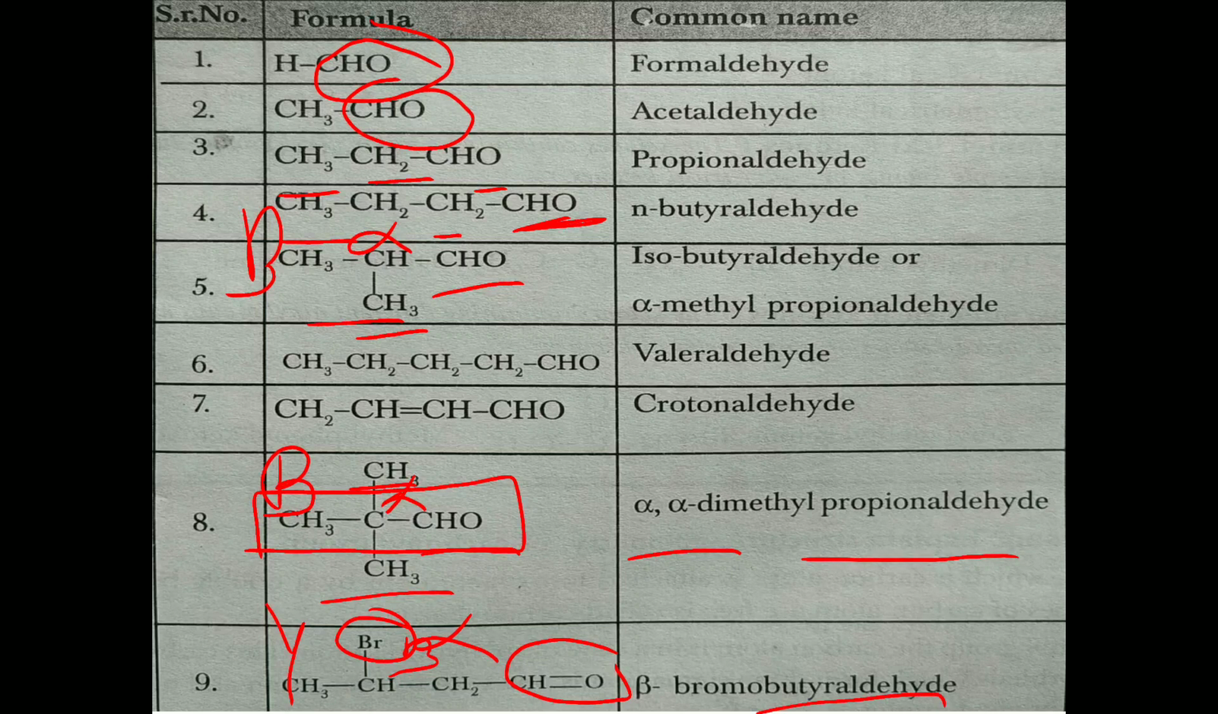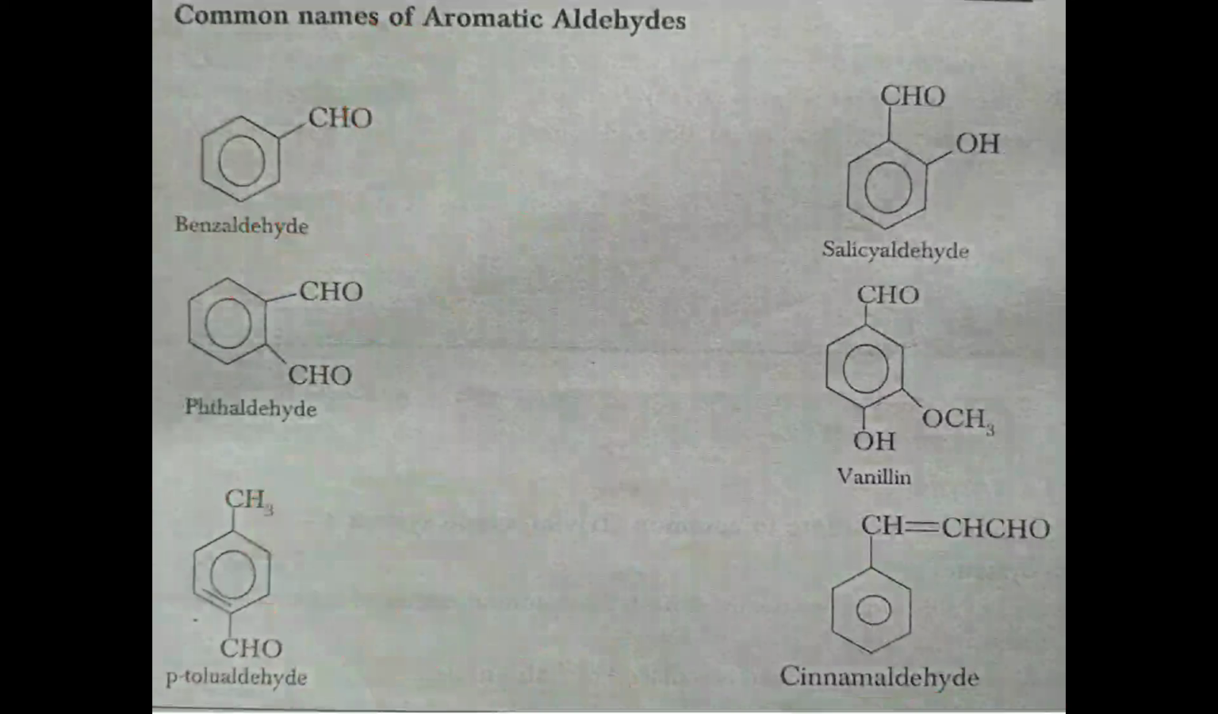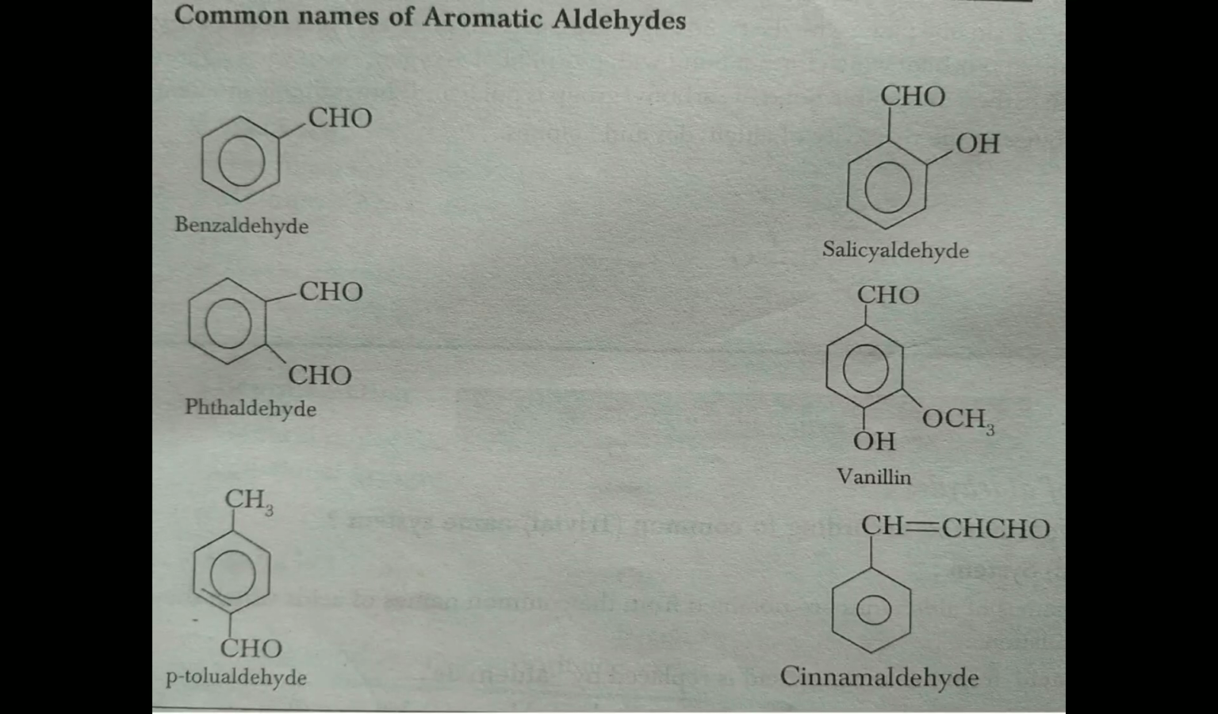So butyraldehyde, and as on the beta position there is presence of the bromine, so the name is beta bromobutyraldehyde. Now there are the common names of aromatic aldehydes, that is when in the benzene ring there is presence of the CHO, that is aldehydic group. So the name is benzaldehyde.